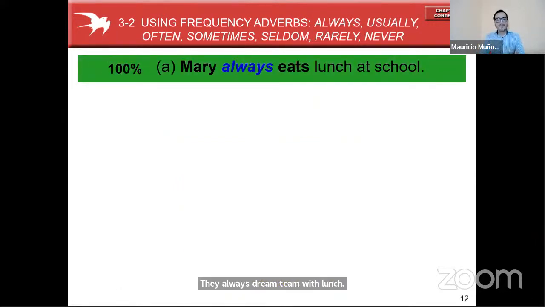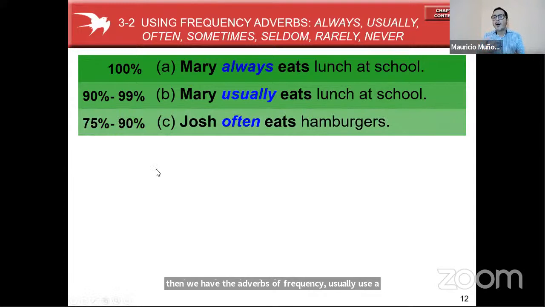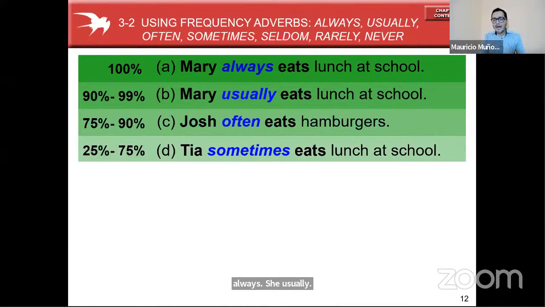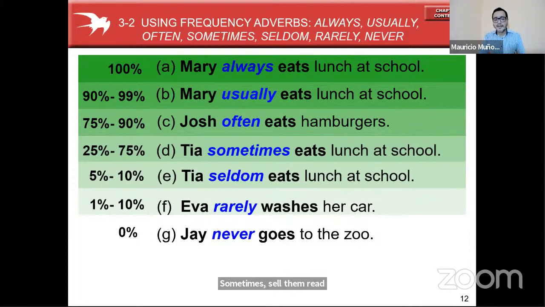Okay, I want you to check this. When we're talking about 100%, that means that we always do that activity, we use the adverb of frequency always, as you've seen on your screen. Mary always eats lunch at school. Then we have the adverb of frequency, usually. You see? Always, usually. Then, often is another adverb of frequency. Sometimes, seldom, rarely, and never. So these are the adverbs of frequency.